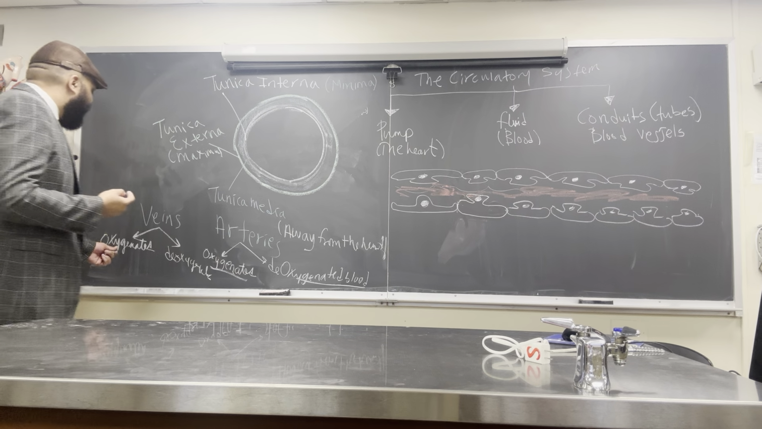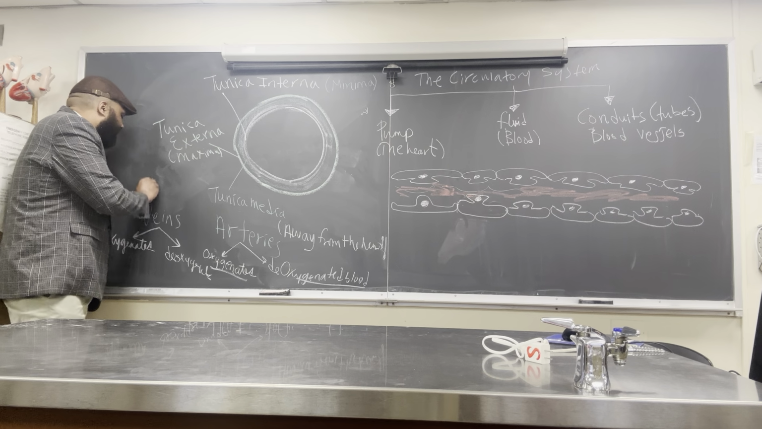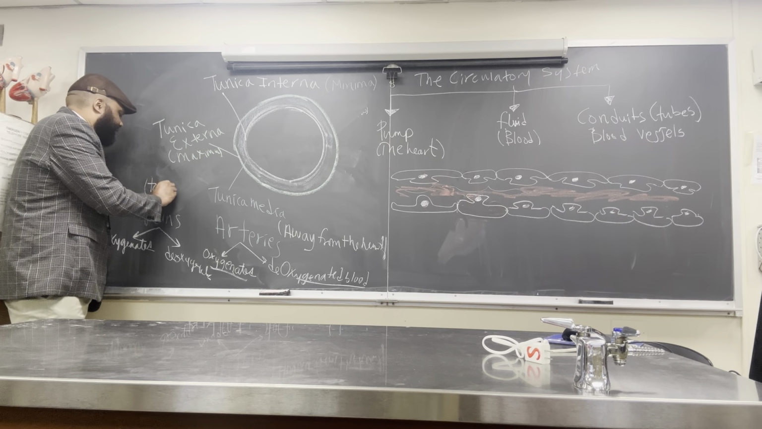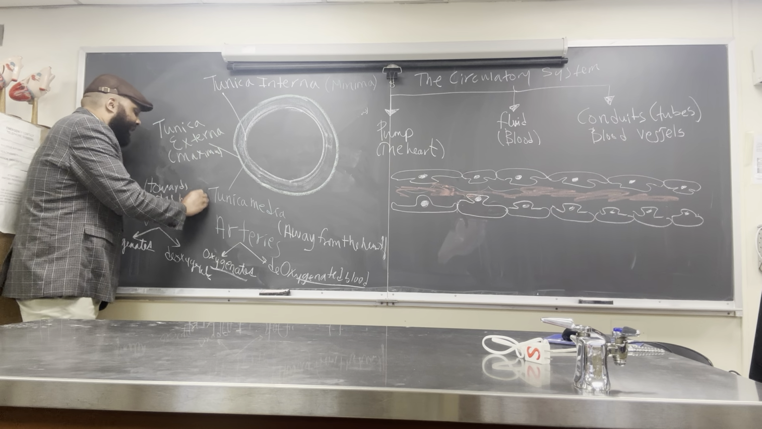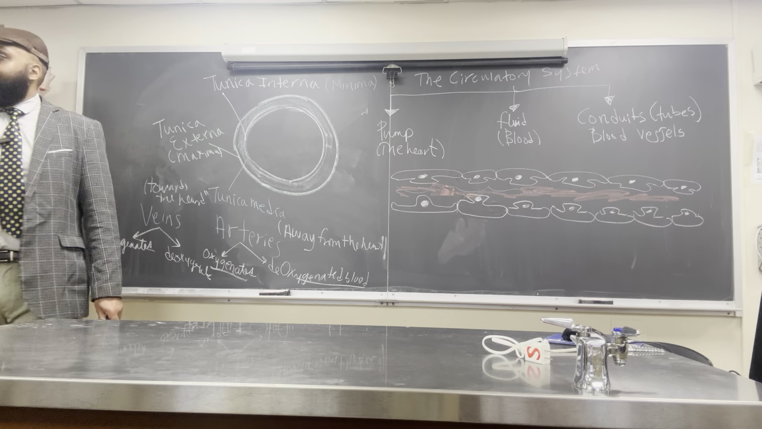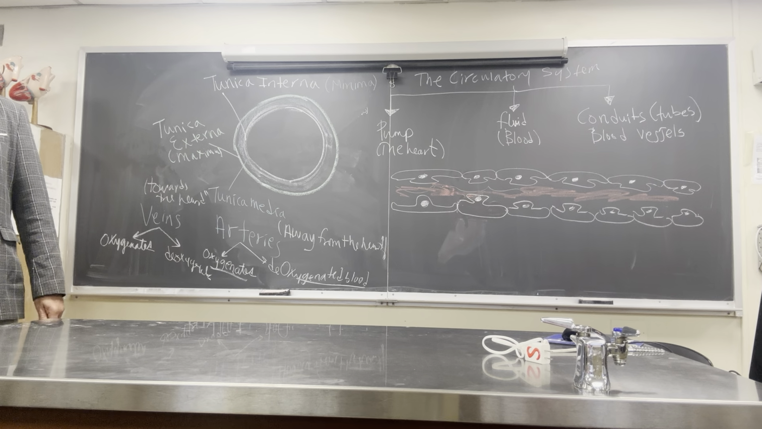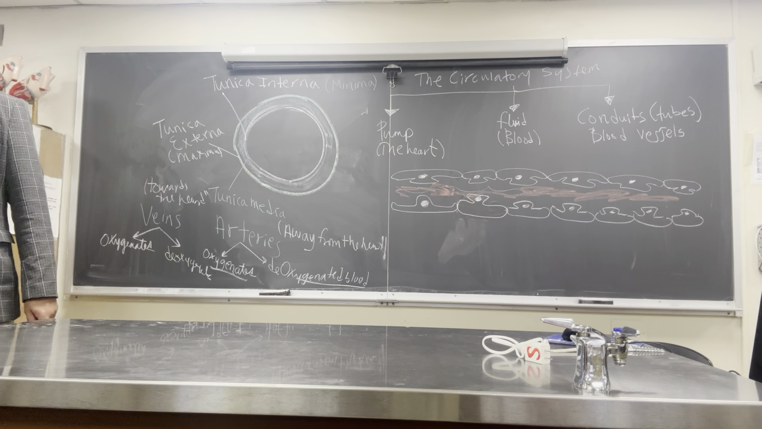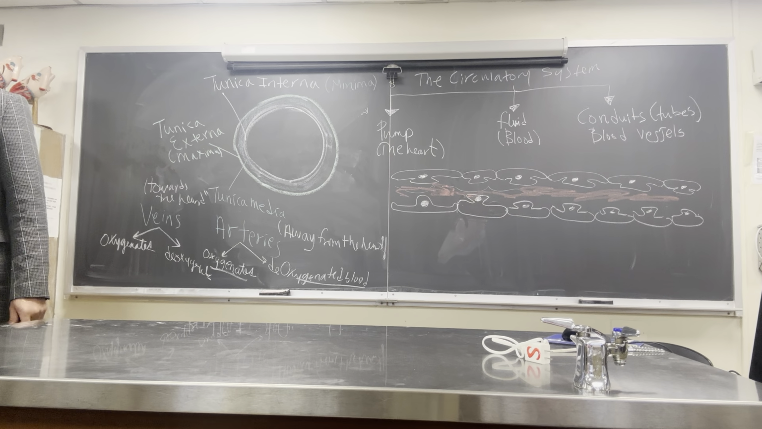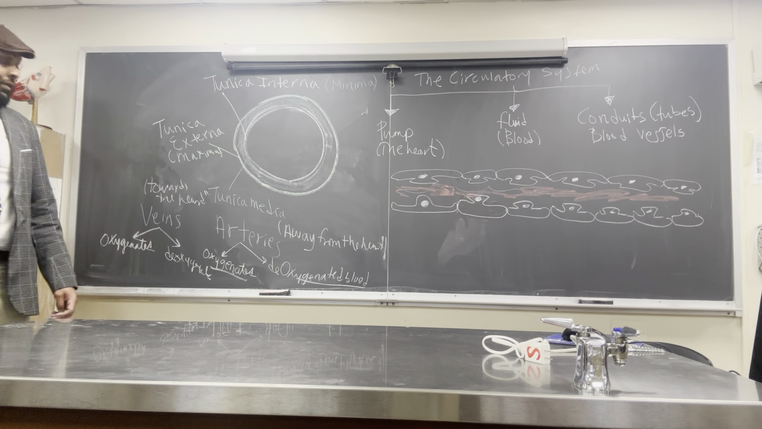And we have veins that are carrying blood towards the heart. So this is an absolute rule. It's an absolute rule that absolutely, completely, perfectly, every single artery is carrying blood away from the heart, and every single vein is carrying blood towards the heart.